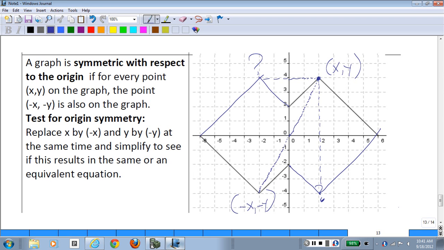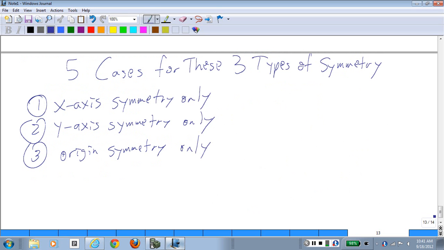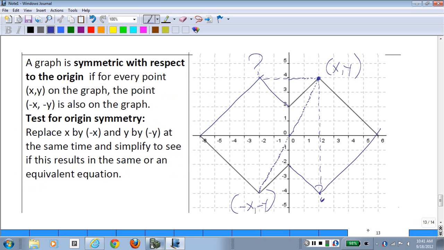It turns out, there's a proof for this, but time is short. It turns out that if a graph has one type of symmetry and you add a second to it without losing the first, you automatically get the third one for free. It's not possible for a graph to have exactly two of these three types of symmetry. So x-axis only, y-axis only, origin only. All of the above, we just saw that. This picture now has all of the above. It has all three types of symmetry.